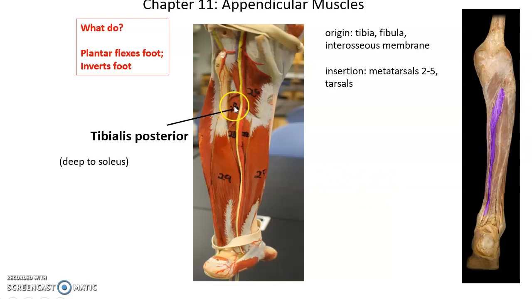We also have this muscle here, tibialis posterior, on the posterior side of the tibia. Origin, tibia, fibula, and interosseous membrane. Inserts into the metatarsals 2 through 5 and tarsals. Again, going down to the bottom, helps to plantar flex the foot. And also, since it's on the medial side, also helps to invert the foot, turn the foot so the sole's facing medially. And that is it for chapter 11.